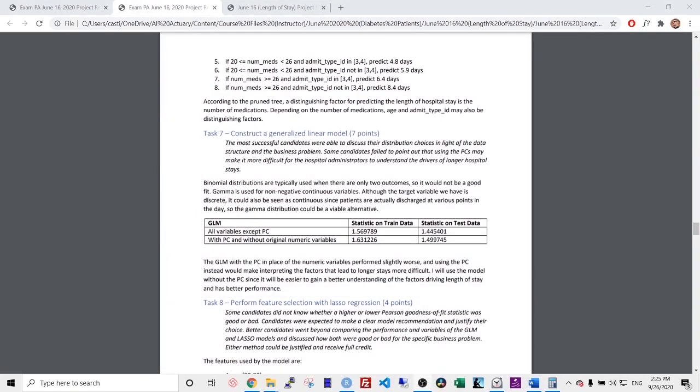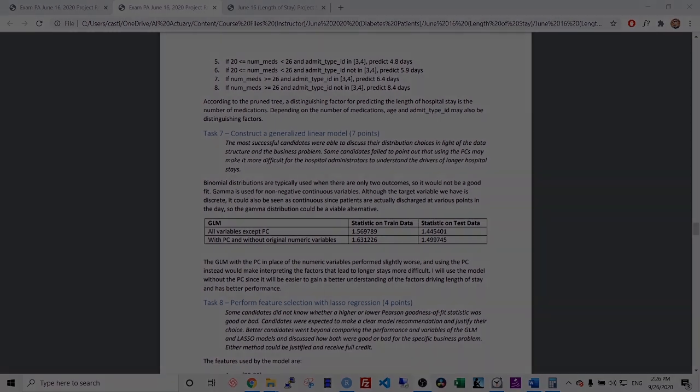Task 7. The most successful candidates were able to discuss their distribution choices in light of the data structure and the business problem. So this was justifying the use of the Poisson distribution because the response was a count. Some candidates failed to point out that using principal components may make it more difficult for hospital administrators to understand the drivers of longer hospital stays. This is a good example of putting yourself in the shoes of the target audience, in this case, doctors who need to use your model.